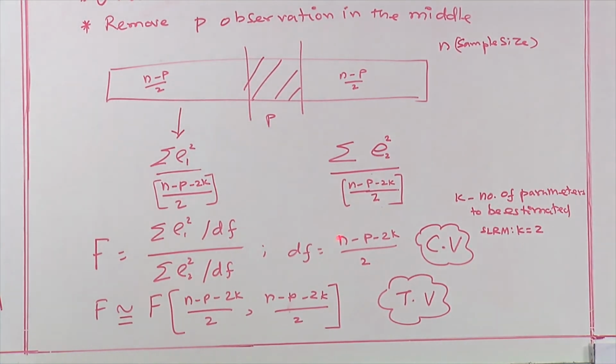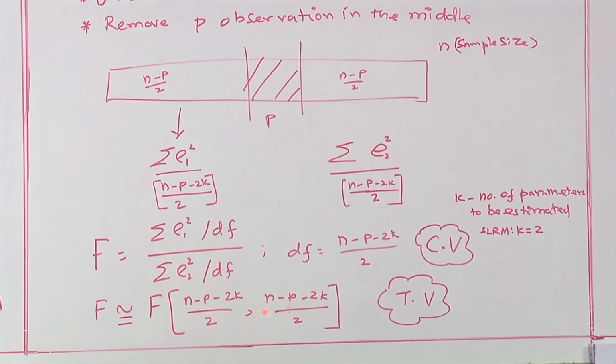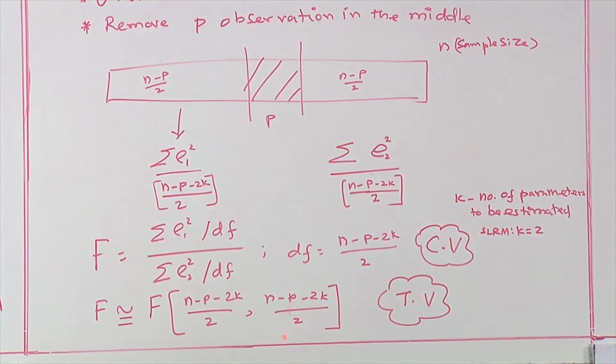This is the calculated value, and we can theoretically prove that this ratio follows an F distribution with n minus p minus 2k by 2 comma n minus p minus 2k by 2 degrees of freedom. From this, with an appropriate level of significance, we can find the table value. You may compare these to come to a conclusion about the presence of heteroscedasticity. If the calculated value is higher than the table value, we may confirm the presence of the heteroscedasticity problem.